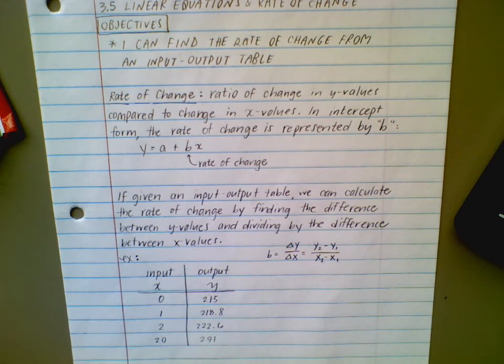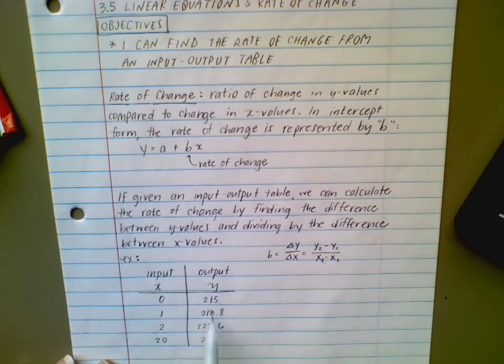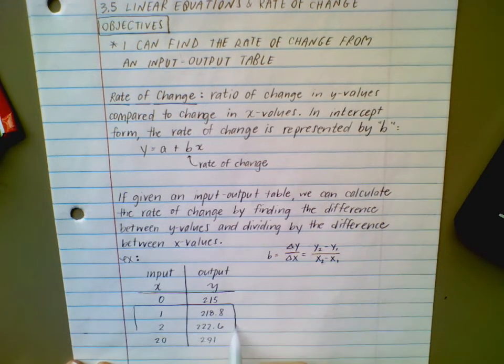I pulled our input-output table from the 3.4 investigation. And so I have my input on one side, my output on the other. My inputs are my x values, my outputs are my y values. So I can choose any two points. I'm going to choose these ones here in the middle.